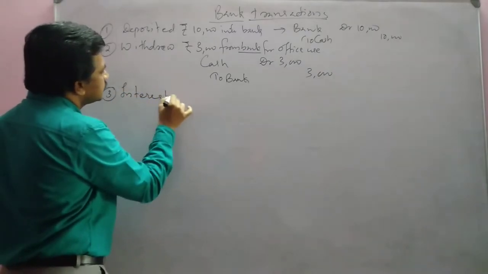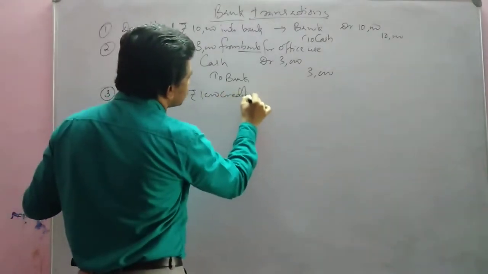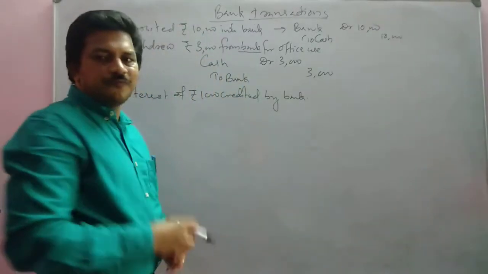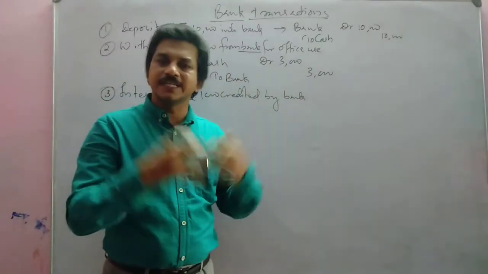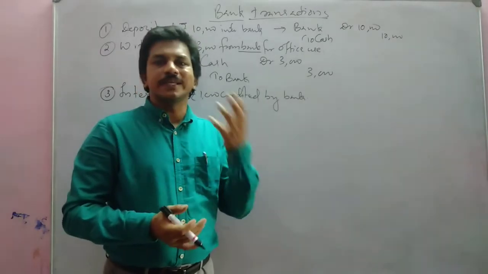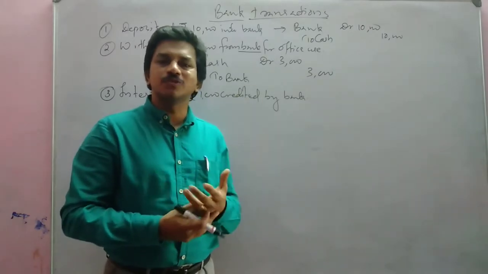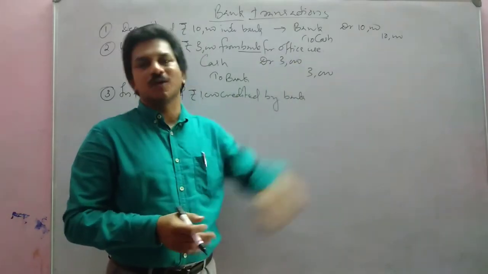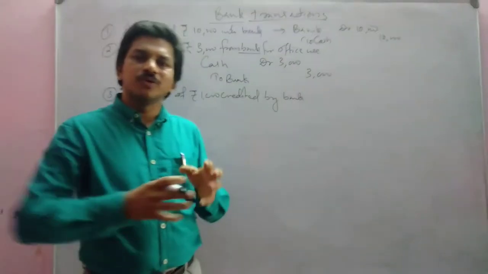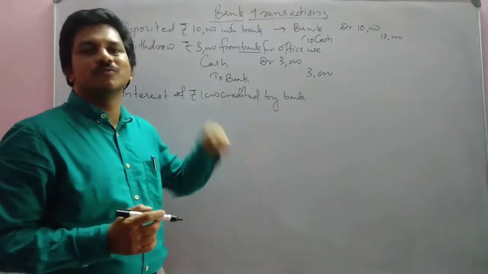Then the next transaction: interest of rupees 1,000 credited by bank. If we have a bank account, we will get interest. This interest is an income to us, and that income comes into the bank account. The bank credits that interest in the bank account. That means the bank gives 1,000 rupees interest to our account.